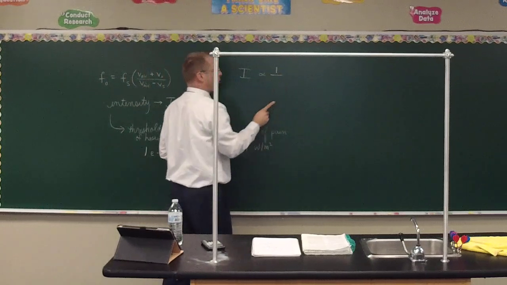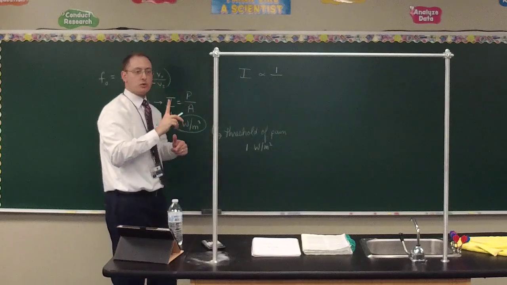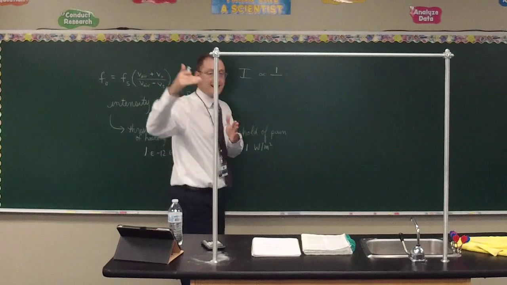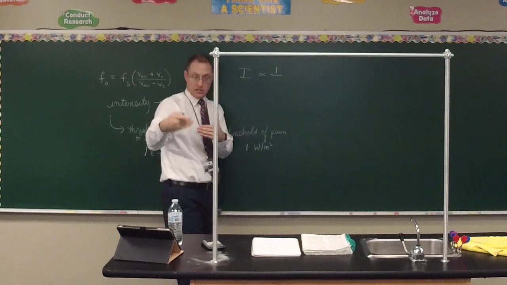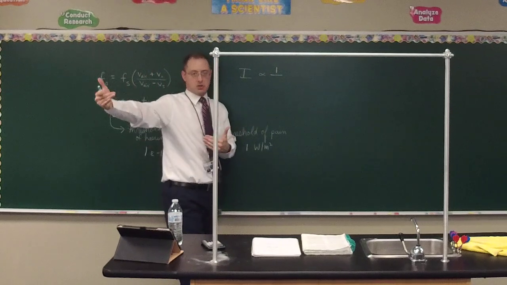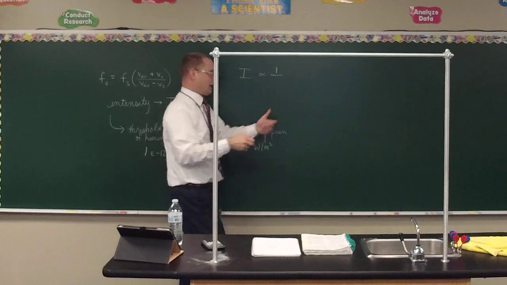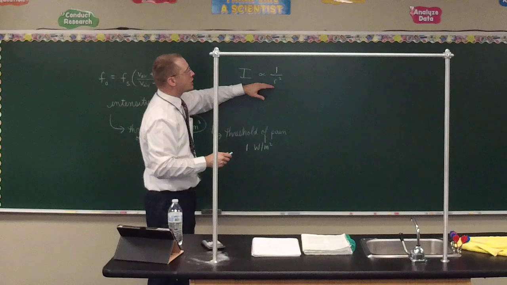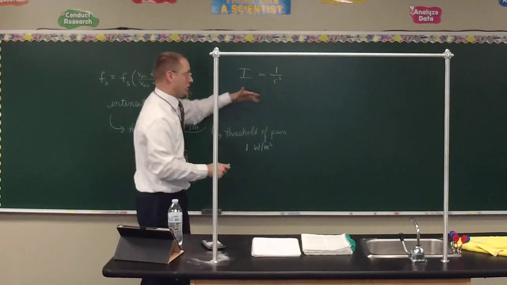But it's not just proportional to the distance, it's a squared relationship. So for instance, a person who's twice as far away will hear a 4th as intense a sound. 3 times as far away would hear a 9th as intense a sound. The relationship is that intensity is inversely proportional to the square of the distance from the source.